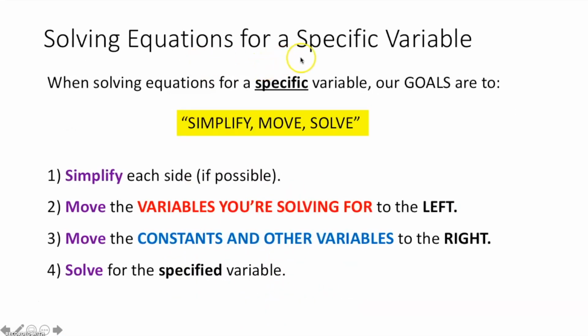Solving equations for a specific variable this time. It says when solving equations for a specific variable, our goals are to simplify, move, then solve. So we're going to simplify each side if possible. Then we're going to move the variables you're solving for to the left side of the equation and move the constants and all other variables to the right side. Then you can solve for your specified variable.